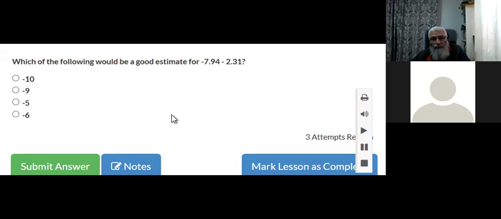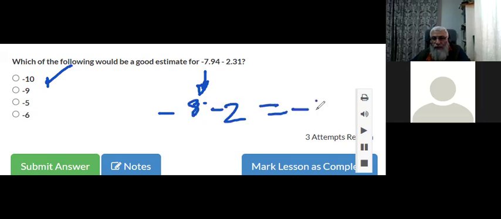Next, read. Which of the following would be a good estimate for -7.94 minus -2.31? So estimate this is approximately negative what number? 7.94. -10 should be a good estimate. -10 is correct, yes, because this is -8 approximately, and -2. -8 and -2 is -10. Correct.